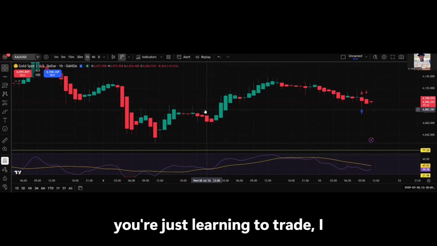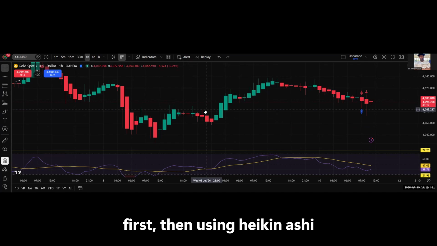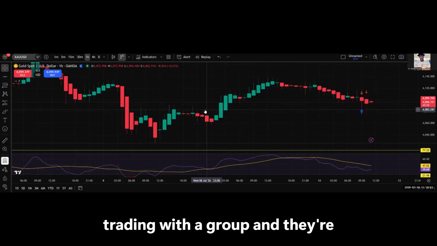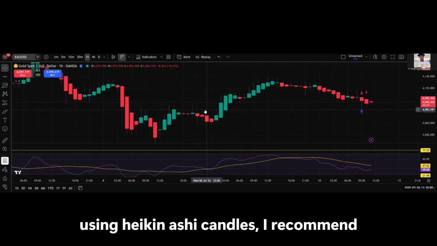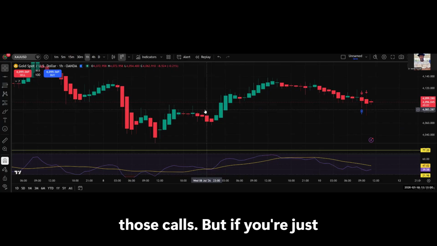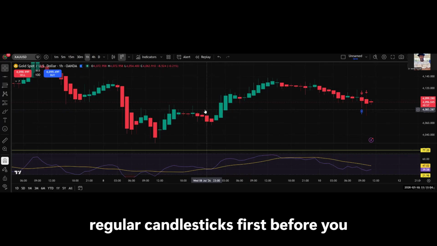If you're just learning to trade, I recommend mastering standard candlesticks first, then using Heikin Ashi later as a tool to help identify stronger trends. Now, if you're trading with a group and they're using Heikin Ashi candles, I recommend using what the group uses during those calls. But if you're just learning to trade, look at the regular candlesticks first before you migrate to Heikin Ashi candles.